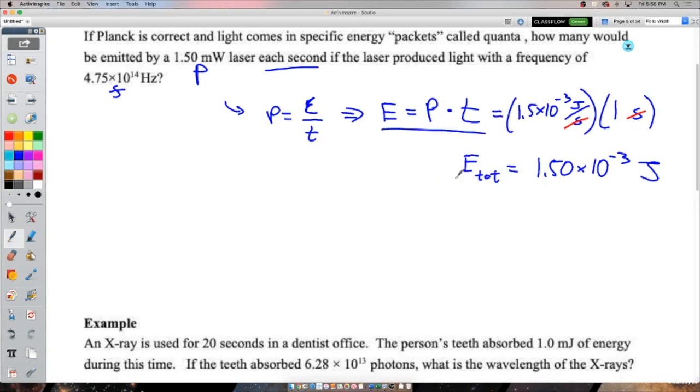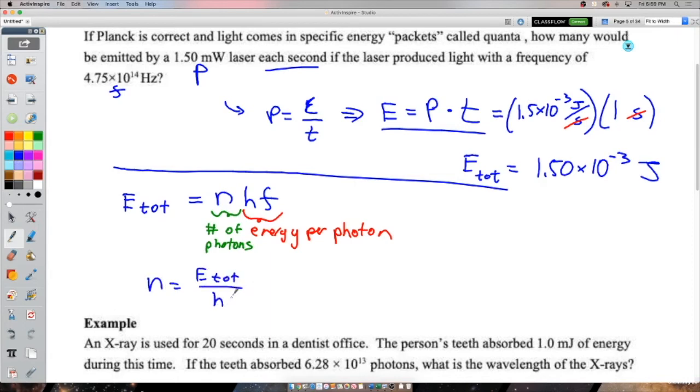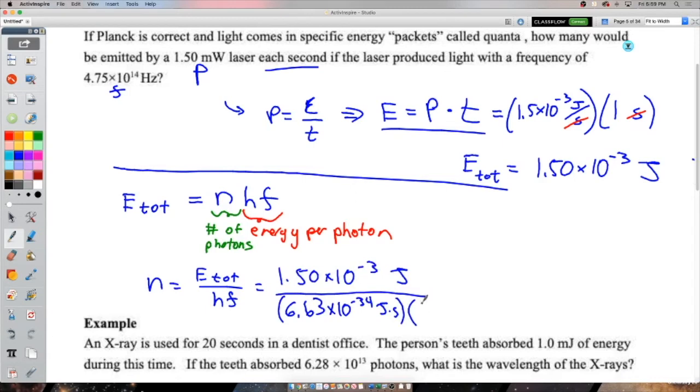So we're looking for the energy per photon here. And remember, this is the energy of a packet, h times the frequency. If we want to know the total energy, we say there's the energy of one packet, times the number of packets to get the total. So if we want to know the number of photons, now we've got all that stuff. Plug it in. And we should be getting a dimensionless quantity here, something with no units.